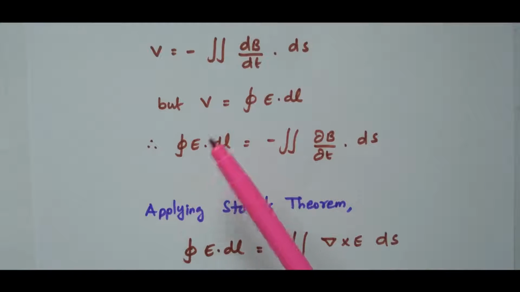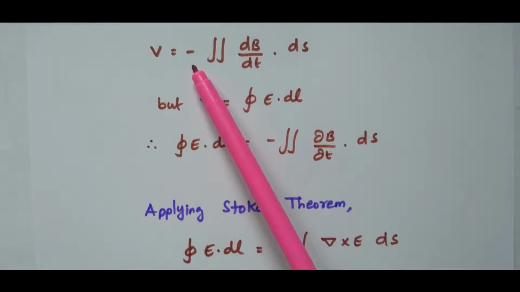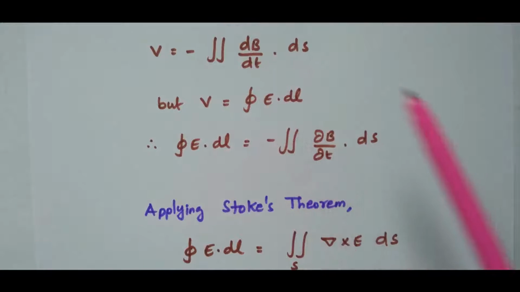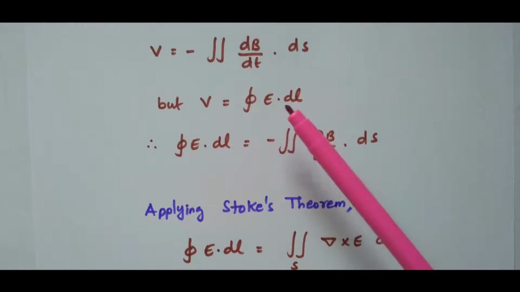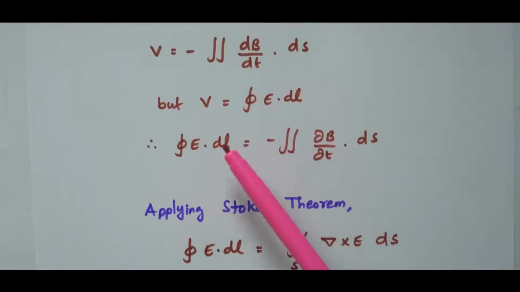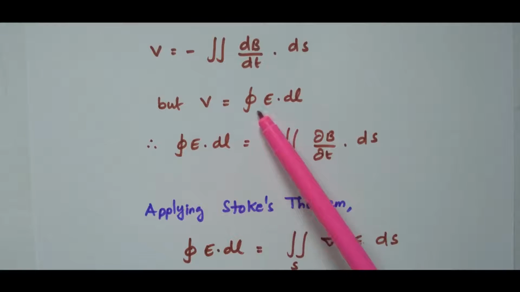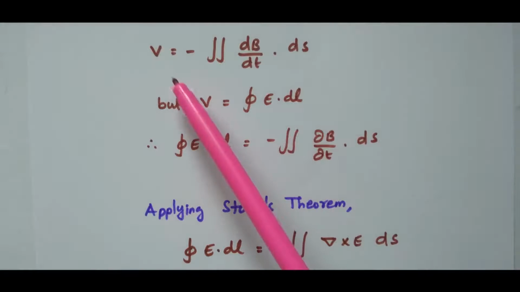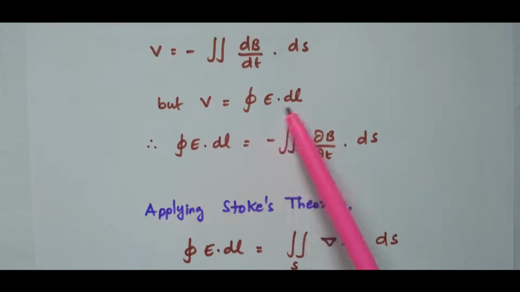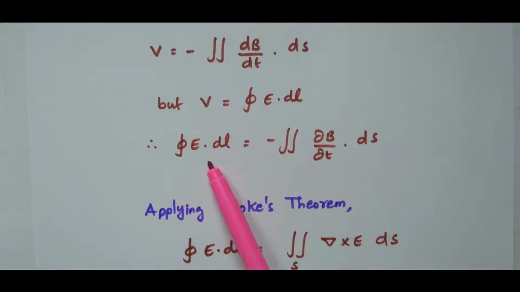So V can be written as minus integral ∂B by ∂t into ds, partial differentiation. But V is also expressed as integral E dot dl. Now we can replace this V, so that integral E dot dl equals minus double integral ∂B by ∂t into ds. Now we have the expression for the electric field going from a single integral to a double integral.